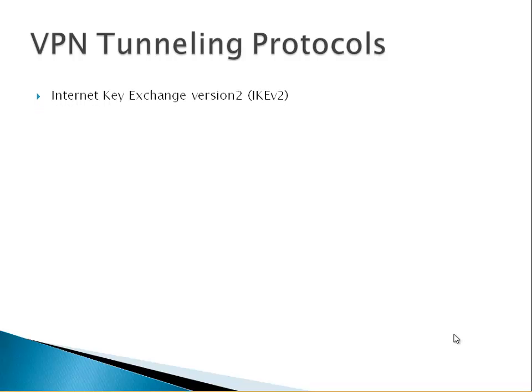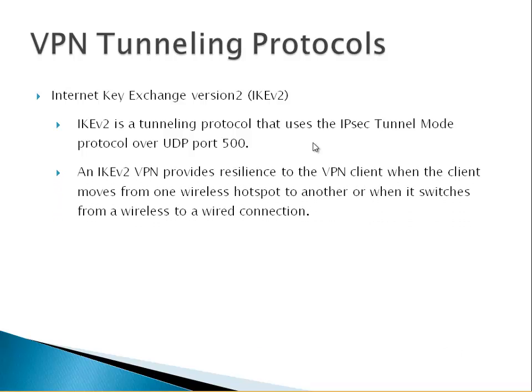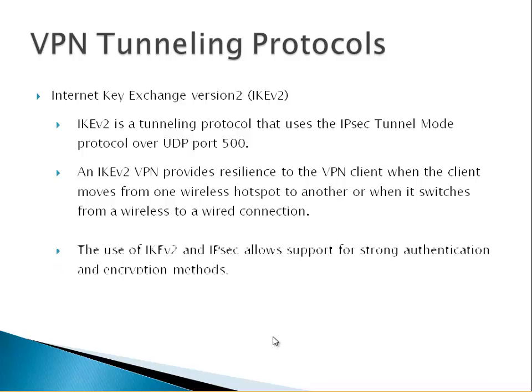And then IKE version 2 is a tunneling protocol that uses IPsec tunneling mode over UDP port 500. Anything with IPsec uses certificates. This one is great because it's easy to move from one network to another, from one wireless hotspot to another. You don't have to re-authenticate again. It will keep your authentication, or when you switch from wireless to a wired connection.